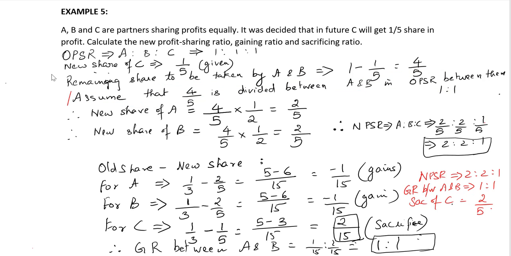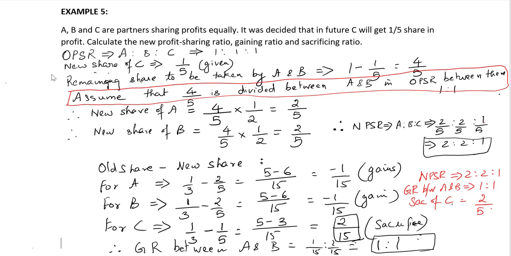It is important that we make this assumption that the remaining share which is taken by A and B will be divided among them in the old profit sharing ratio between them, which in this case is 1:1. Let's go to the next example.